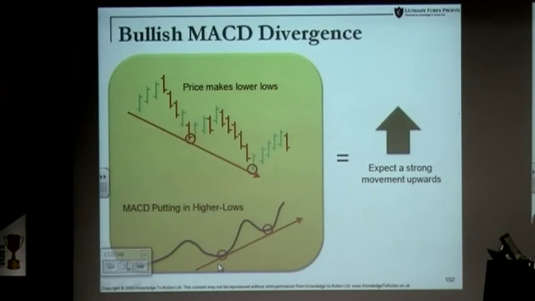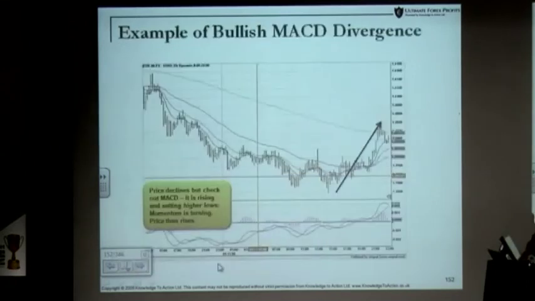So let's have a look at what we call bullish MACD divergence. Here we see price falling. Here we see price falling, but at the same time we see MACD getting what? Higher lows. Do you see the lows are getting higher on MACD? And what we would expect from that is a strong movement upwards. So let's have a look at what this looks like on a chart.